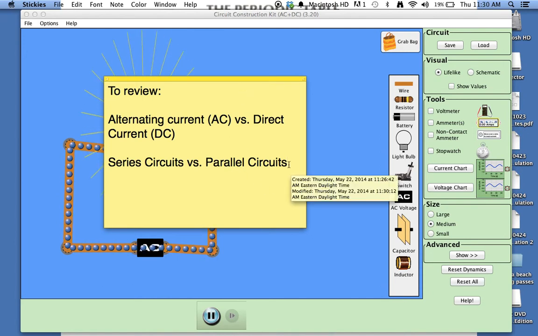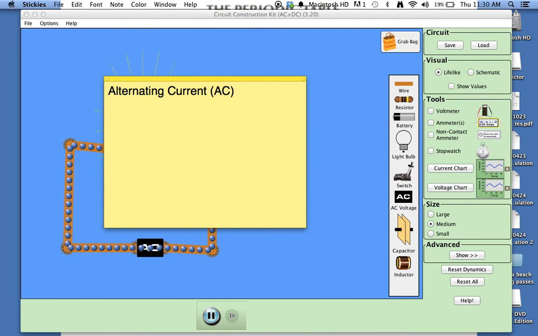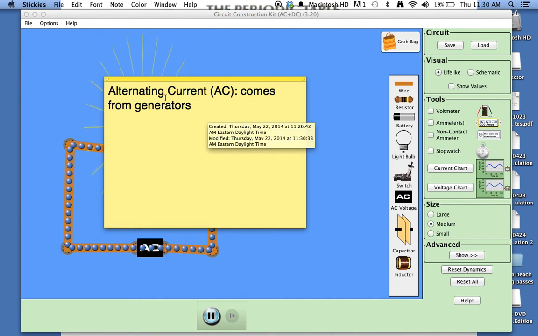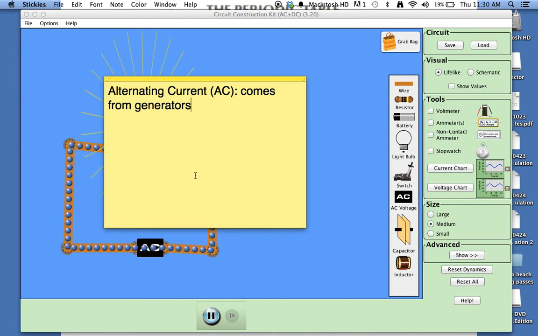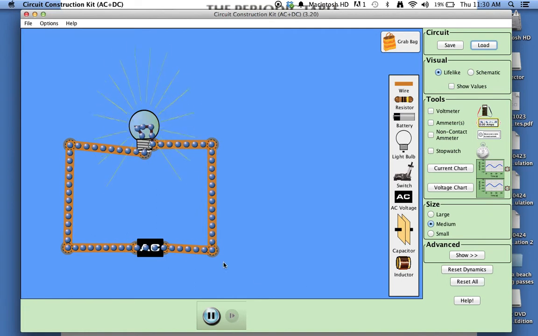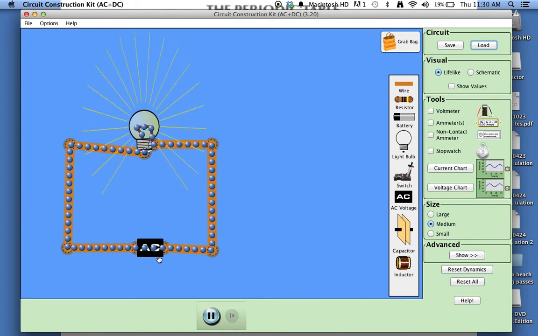Okay, so the first thing I want to review is alternating current, or AC. Alternating current comes from generators. I don't have a good visual for this, but in a generator there's a spinning magnet that every time it goes around makes the current go one way, then the other way, then back again. You can see this happening here. This little black box is meant to represent an AC generator.